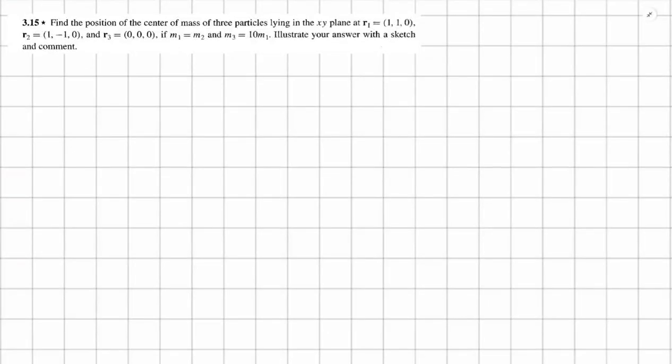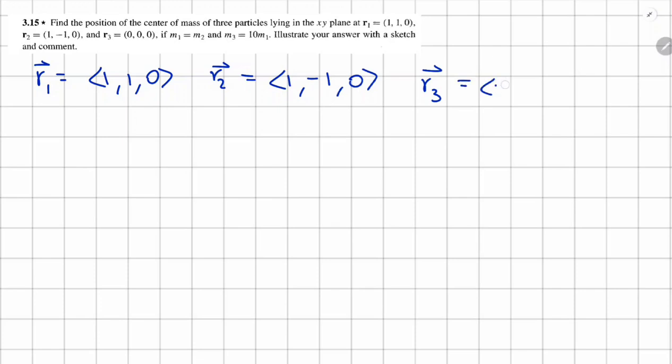Problem 3.15 from Chapter 3 of Taylor's Classical Mechanics. This is a center of mass problem. It's a fairly simple problem. So let's just start by writing out exactly what we're given. And we know that M1 is equal to M2 and M3 is equal to 10M1.